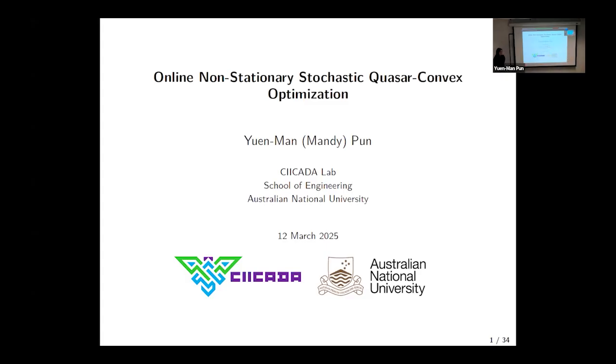So I'm pleased today to host Yuen-Man at the GERAD. Yuen-Man is a postdoctoral fellow at the Australian National University. She's working with Professor Yuen-Man at the CIICADA lab. Yuen-Man is a longtime collaborator of mine, and so I'm happy to host his student over here to share his latest work. So Yuen-Man will talk about online non-stationary stochastic quasar-convex optimization.